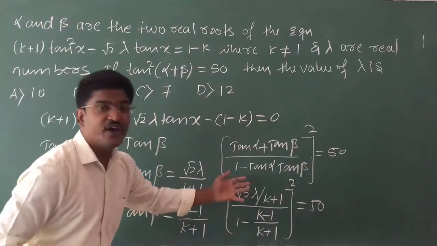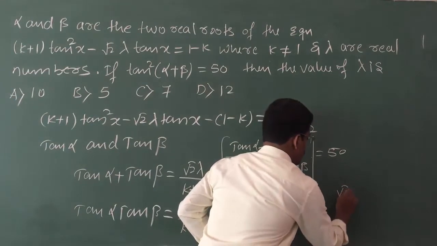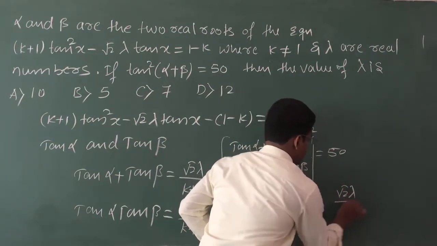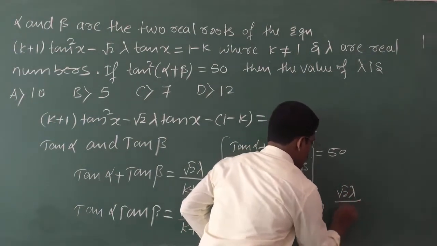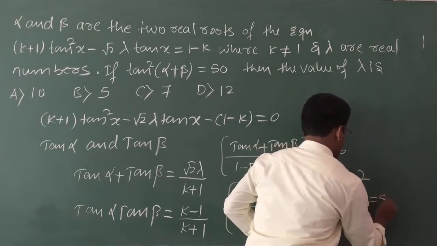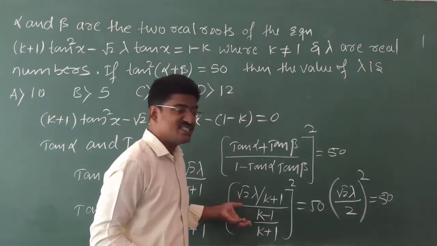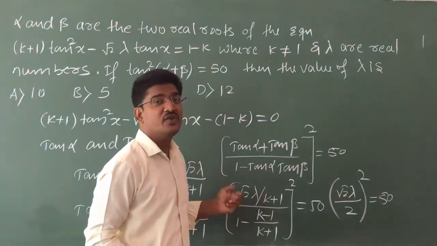If I simplify this, what are you going to have? Root 2 lambda divided by 2, whole square, will be equal to 50. Clear? So these are rigorous steps. You have to simplify very quickly.